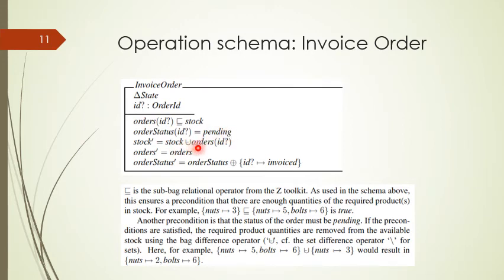And there are three post conditions for the operation invoice order. The first post condition basically would change the value of state variable stock, that the id whose status is going to change would be subtracted from the stock, and the order status would be changed from pending to invoiced. In that way we will use the overriding operator to change the status of the order id from pending to invoiced.